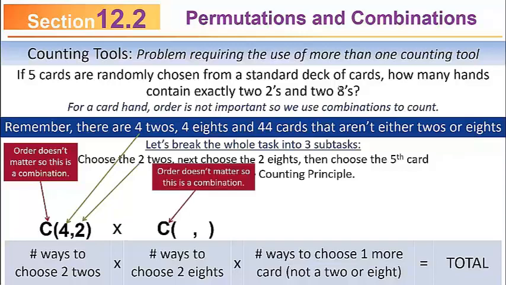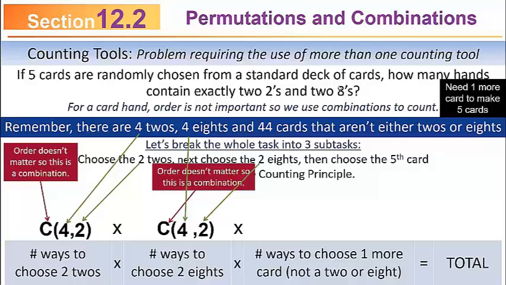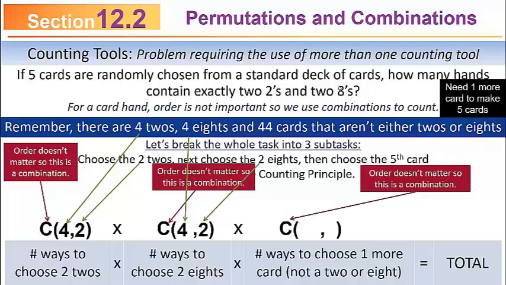Then we want to move to the 8s. Again, there are 4 8s in the deck, and we want to choose 2 of them. So that's also a combination of 4 things taken 2 at a time. Now the last one, think about it. You want it to not be an 8 and not be a 2. Well, there are 4 2s and there are 4 8s. So for that 5th card, order still doesn't matter, but there are only 44 of them, because 52 minus 4 2s and 4 8s leaves only 44 cards. So that last card has to come from the 44 cards that aren't 2s or 8s.